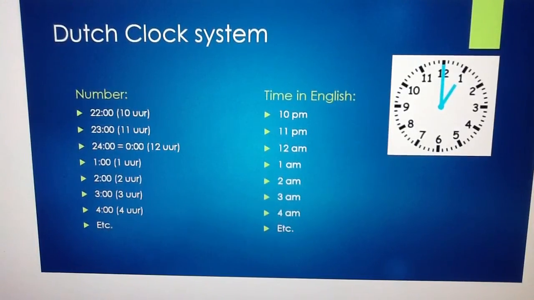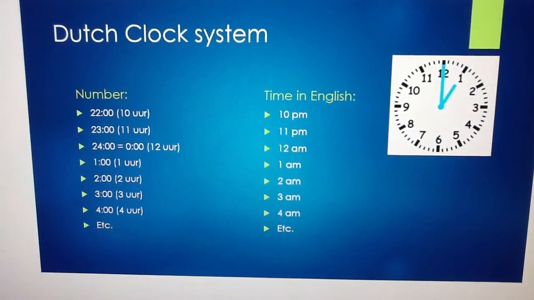22 is 10 uur, which is 10 PM. So when you see 22, it's 10 uur, and then at night, 's avonds, in the evening, I guess. When you see 23, it's 11 uur. It's 11 PM. Then we have the kind of break number, or the weird situation with 12 AM, 12 in the morning, so the beginning of the new day, more or less.